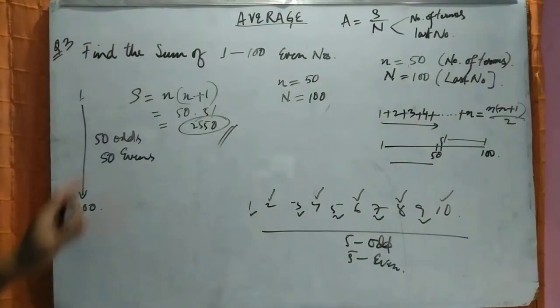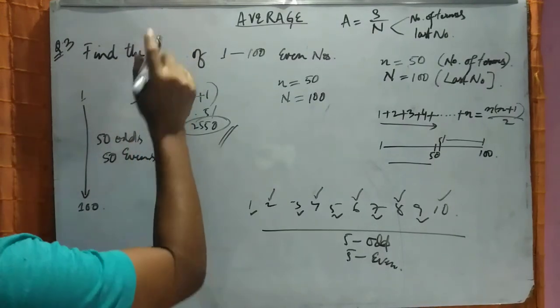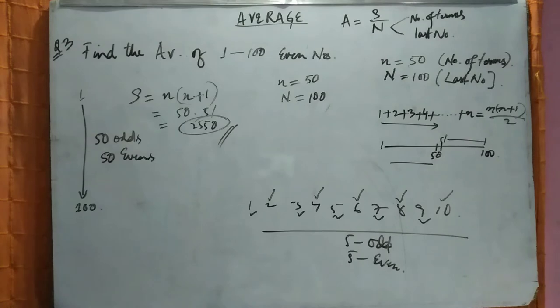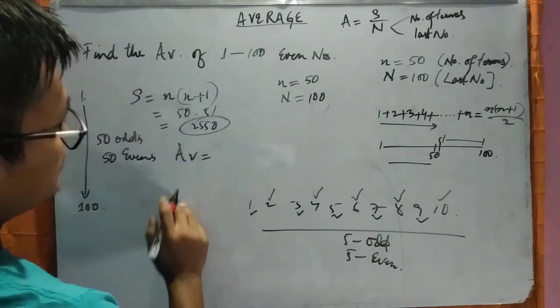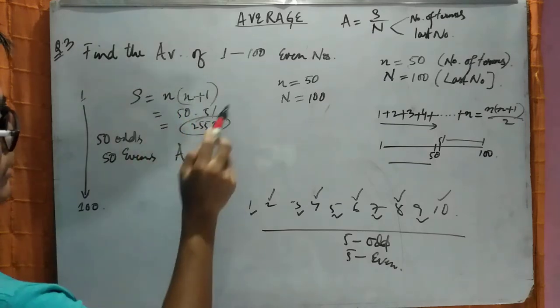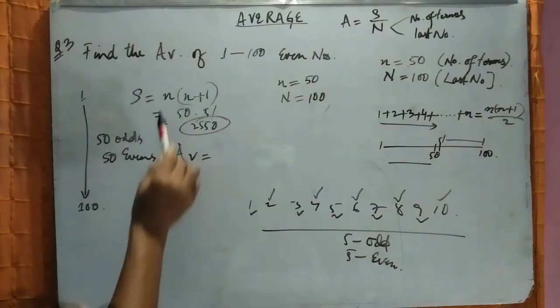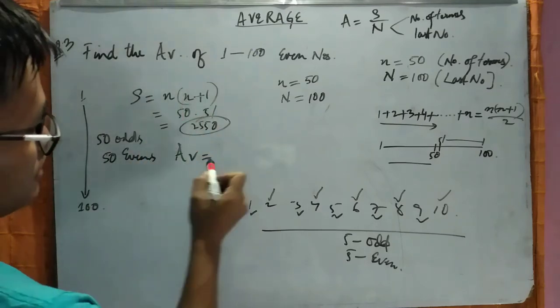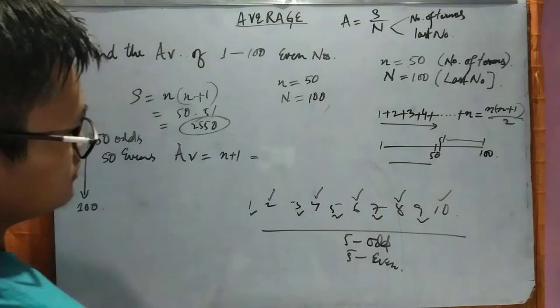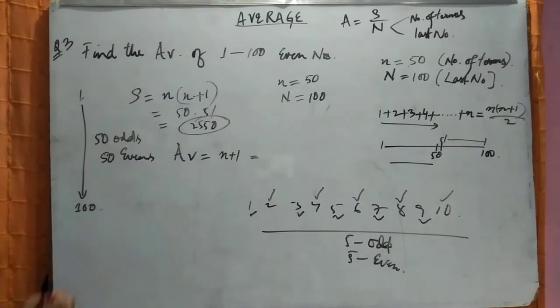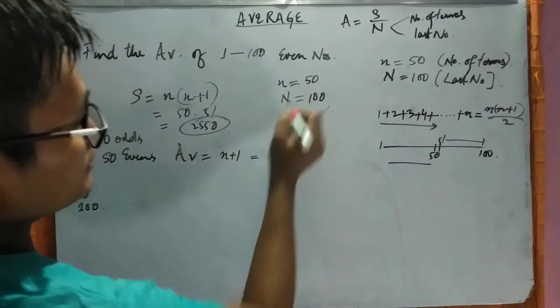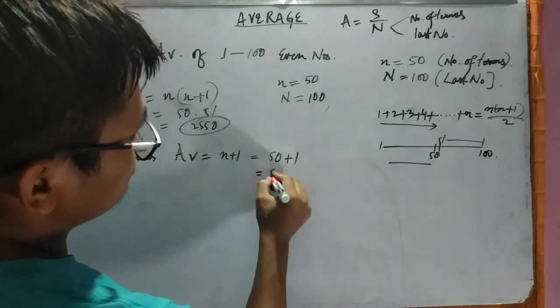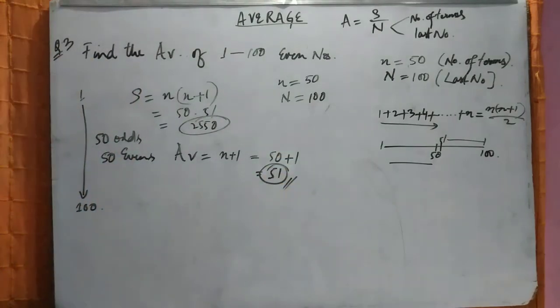Next question: find the average of the even numbers from 1 to 100. The average formula is n into n plus 1 divided by the number of terms n. The n cancels, leaving n plus 1. With n equal to 50, the average is 51.